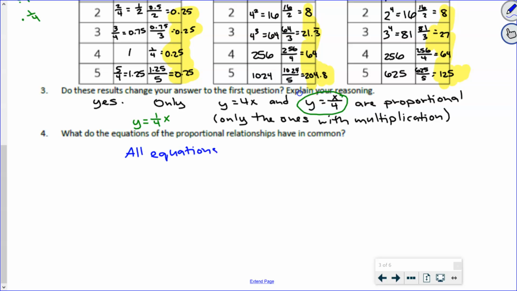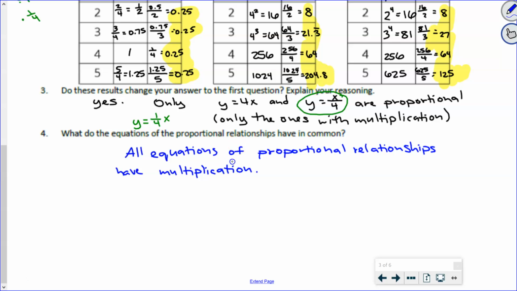All equations of proportional relationships... Okay, and again, I want to clarify, all equations of proportional relationships have multiplication. That's why I've always encouraged you to write, when you see division, that you write it as multiplication so that it's easy to identify that they would have multiplication in them.